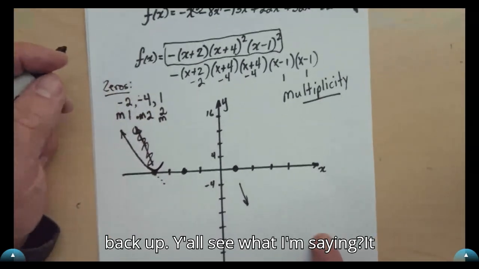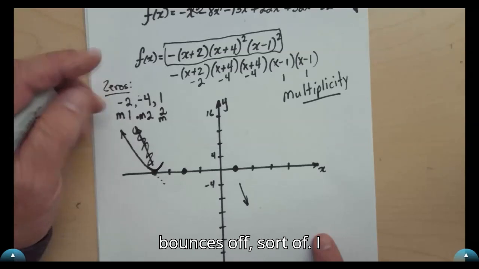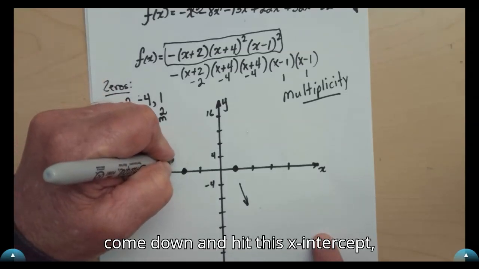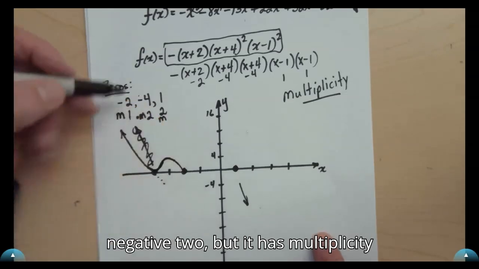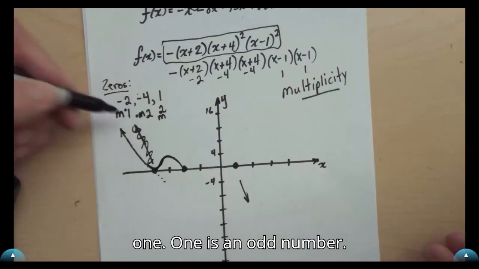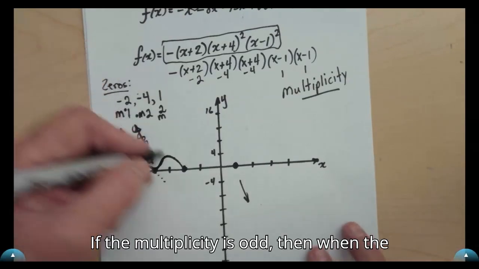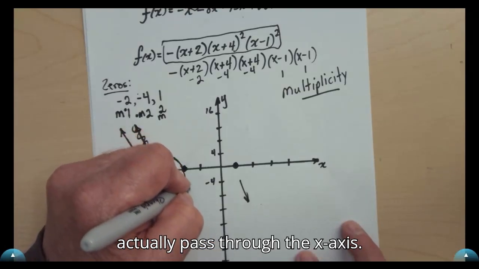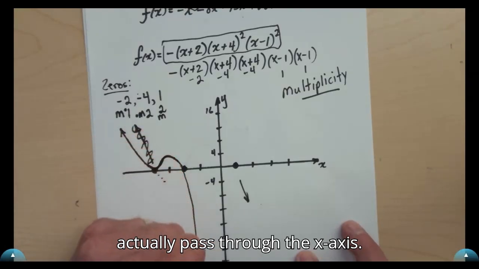Y'all see what I'm saying? It bounces off, sort of. I know that I've got to turn in time to come down and hit this x-intercept, -2, but it has multiplicity 1. 1 is an odd number. If the multiplicity is odd, then when the graph hits that x-intercept, it does actually pass through the x-axis.